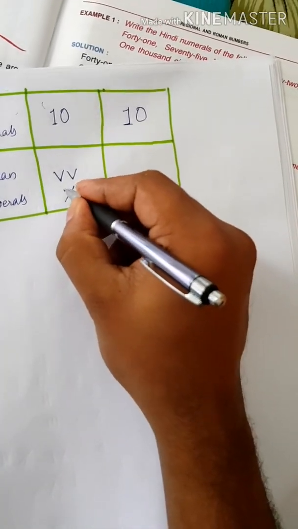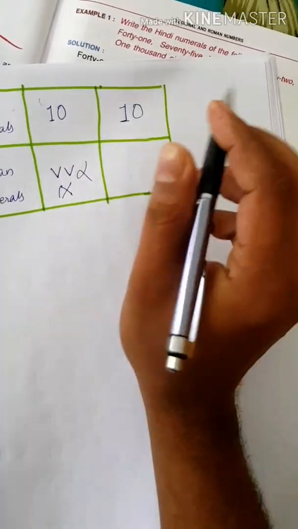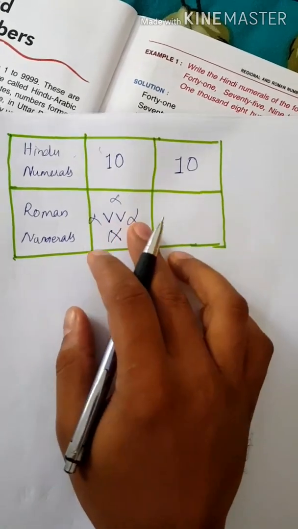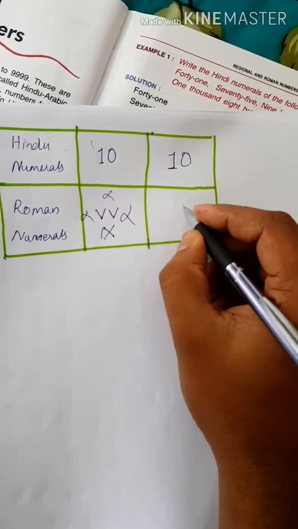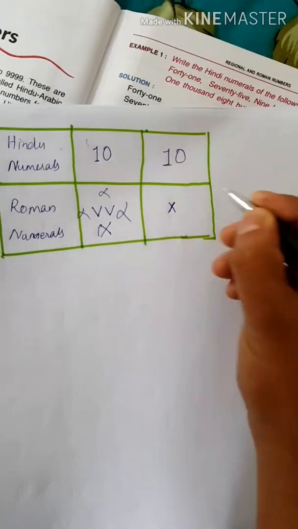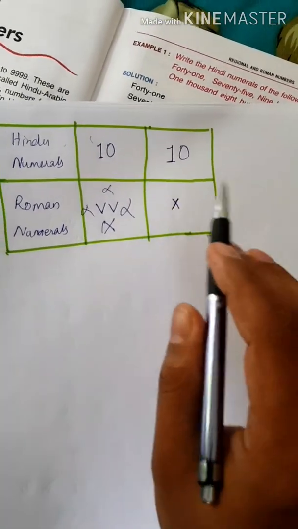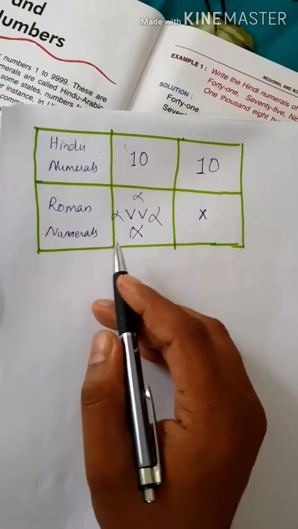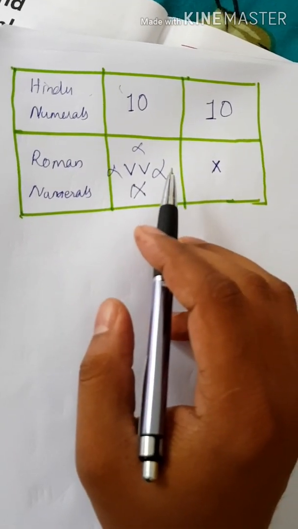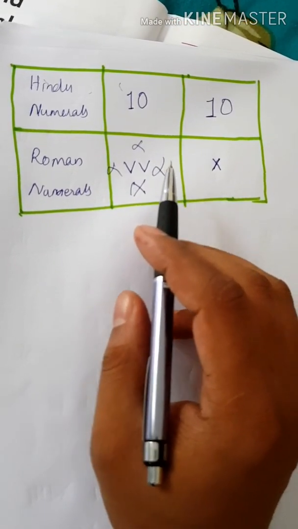This is wrong. We cannot write like this. This is wrong. This we cannot write V. We can write 10 as X. Understood? We can write 10 as X. We cannot write V. This means V, L and D we cannot repeat.